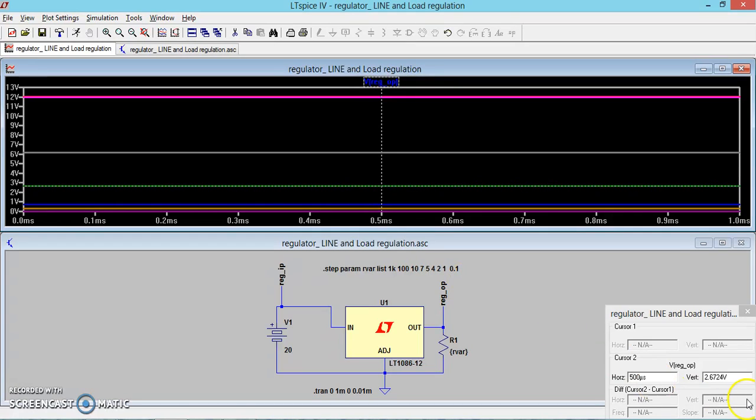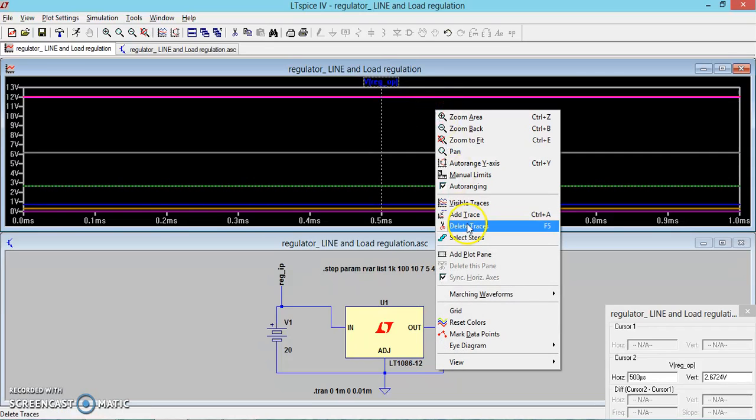Now it is 2.67. The meaning of this is, when the value of the resistance keeps being reduced from 1k to 100 ohm, 100 ohm to 10 ohm, 10 ohm to 7, 7 to 5, 5 to 4, 4 to 2, and 1, 0.1, the current is increasing too much. When the current increases, as we know, the expected graph of regulation is that the output voltage should keep on reducing. So I can see the output voltage keeps on reducing for increased current. If you are interested in seeing the current for the corresponding resistance value, we can see that also.